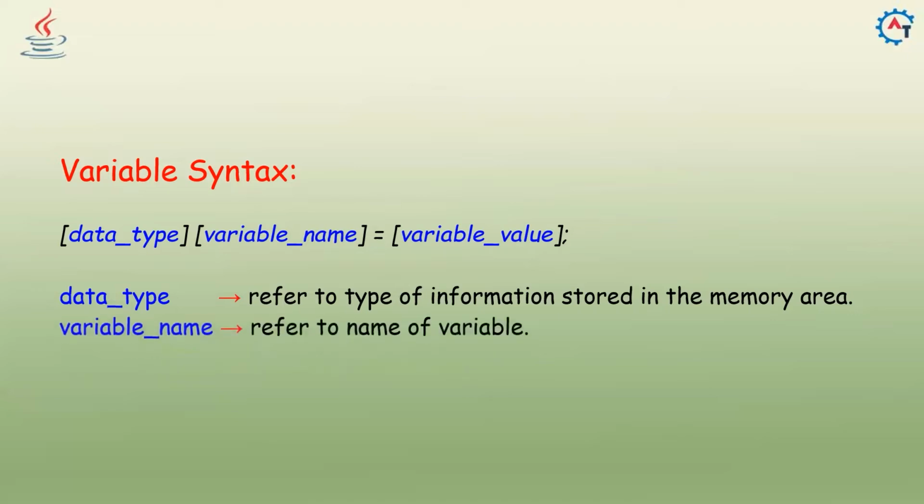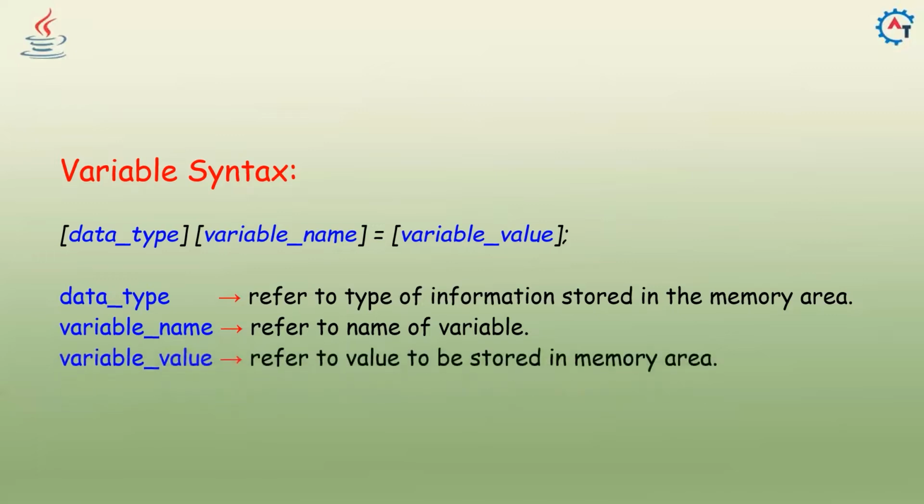And then variable name refers to the name of a variable, meaning if you want to give a name to that variable, that is what actual variable we are discussing here. And variable value refers to the value to be stored in the memory area. So the actual value where you will store, for that you will give a name, that is called variable. So that is the syntax of a typical variable.